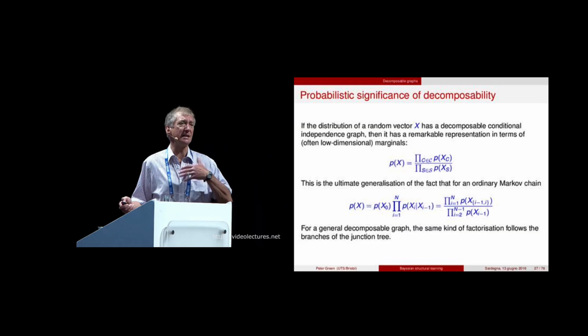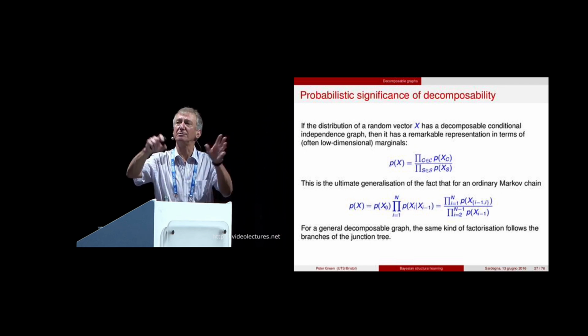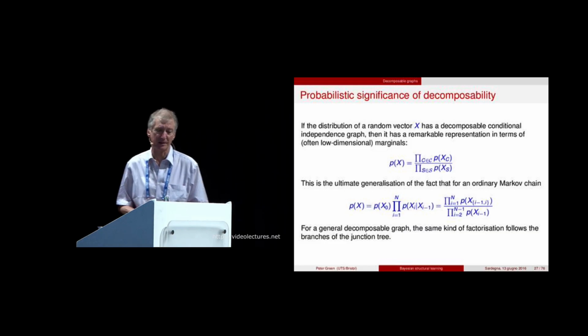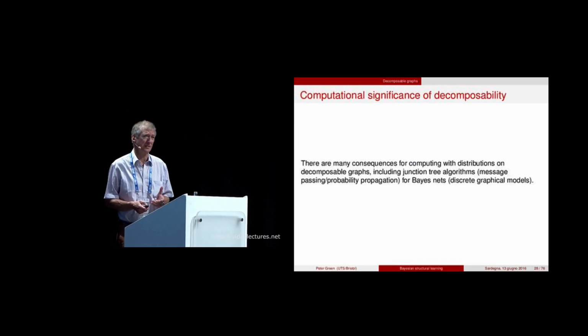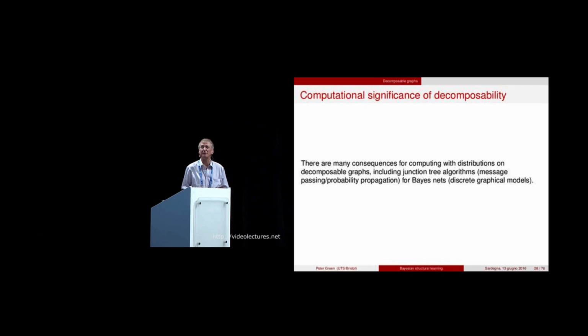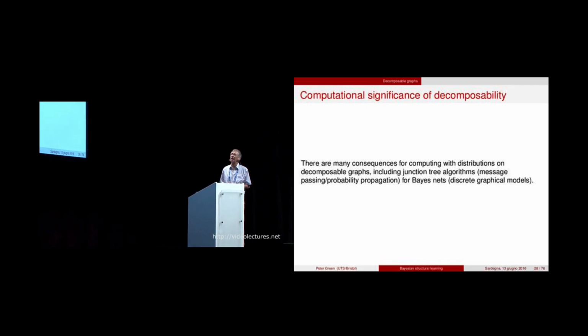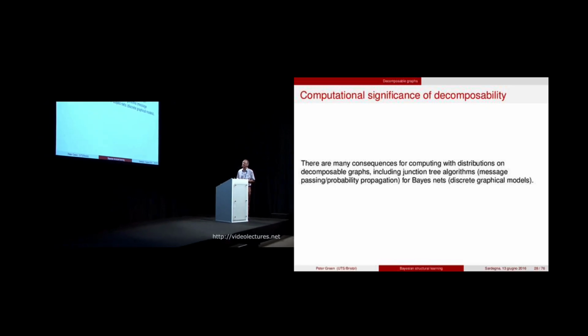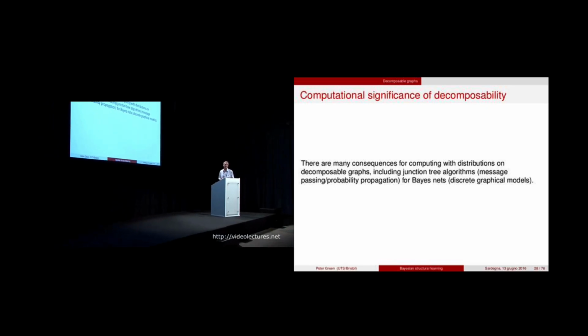Essentially, decomposability allows you to take this Markov chain-like factorization and spread it out through the branches of a junction tree. So decomposable graphs, joint distributions, have very simple structure. And that is the key to many, many things. The computational significance is that we can exploit that in algorithms for fitting models and for performing inference on parameters and so on, giving dramatic speedups, especially when the cliques are small.